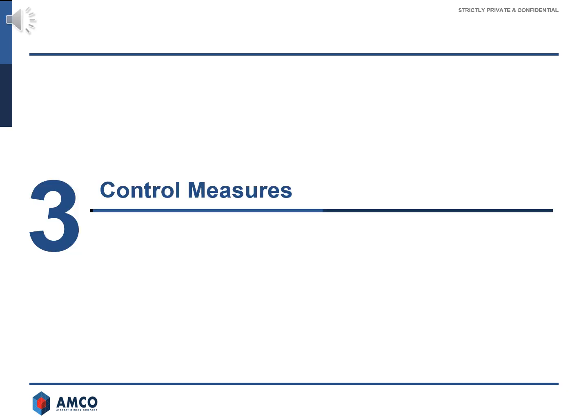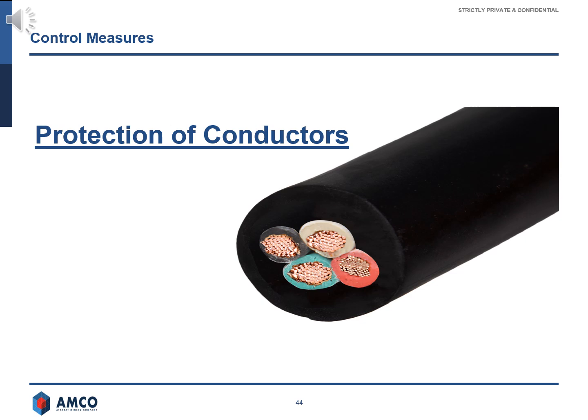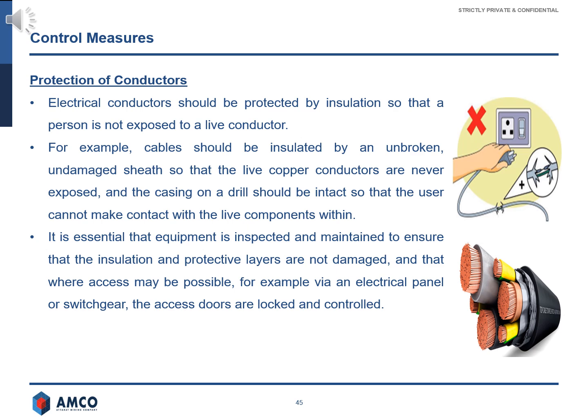Control measures. Protection of conductors. Electrical conductors should be protected by insulation so that a person is not exposed to a live conductor. For example, cables should be insulated by an unbroken, undamaged sheath so that the live copper conductors are never exposed, and the casing on a drill should be intact so that the user cannot make contact with the live components within. It is essential that equipment is inspected and maintained to ensure that the insulation and protective layers are not damaged, and that where access may be possible, for example via an electrical panel or switchgear, the access doors are locked and controlled.